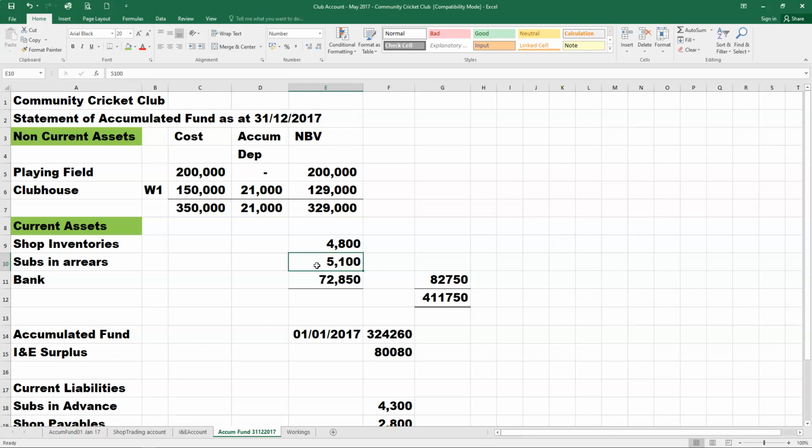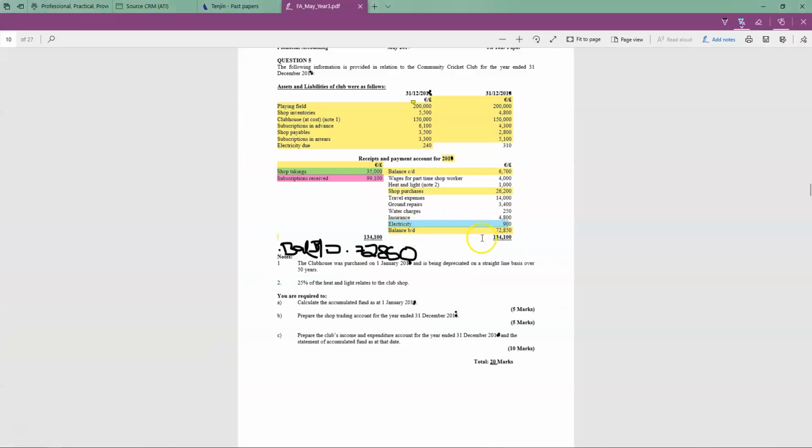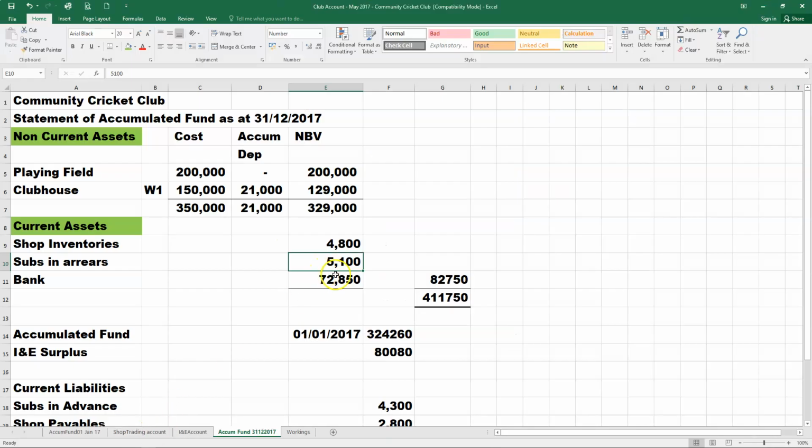And then don't forget your bank figure. So remember, your bank figure started up here as a brought down figure, and it's brought down on my debit side. So anything on my debit side here means it's an asset to me, and that's €72,850. So I add up my three figures here, my 4,800, my 5,100, 72,850, which gives me €82,750. So €82,750 plus 329,000 gives me €411,750. That's my asset side taken care of.